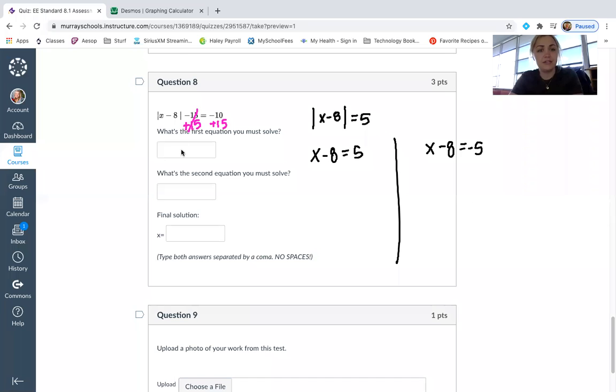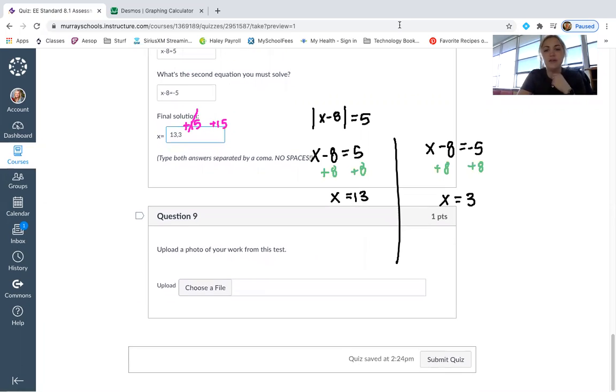Let's write those down as our two equations. x minus 8 equals 5. x minus 8 equals negative 5. Okay, let me go ahead and start solving those. I can add 8, and then over here, I'm also adding 8. So I get x equals, and when I do 8 plus 5, I get 13. And then negative 5 plus 8 would give me 3. So I have 13 and 3.